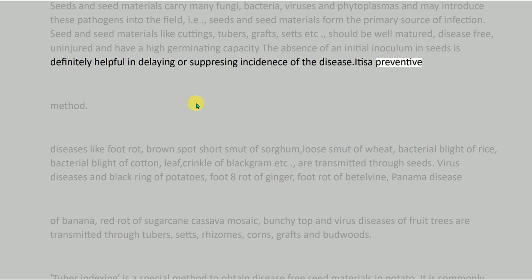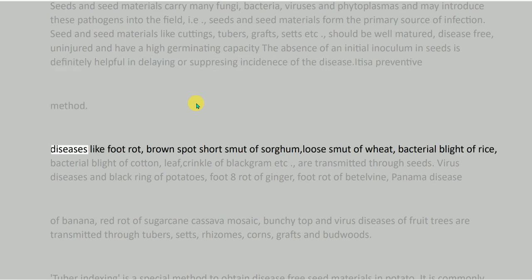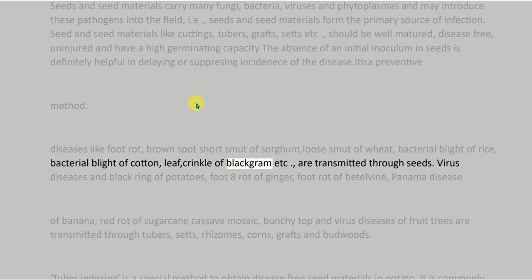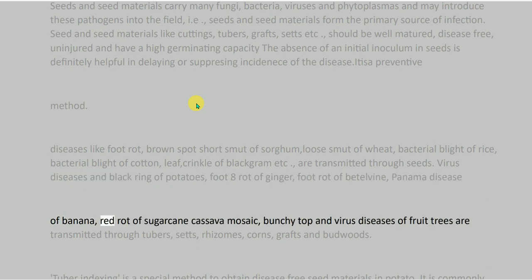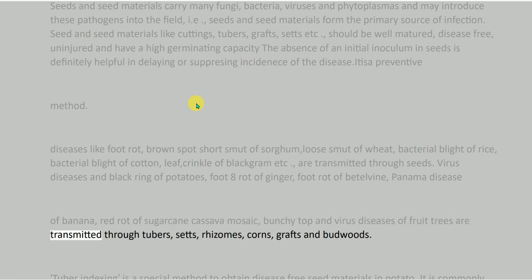Diseases like foot rot, brown spot, short smut of sorghum, loose smut of wheat, bacterial blight of rice, bacterial blight of cotton, leaf crinkle of black gram etc. are transmitted through seeds. Virus diseases and black ring of potatoes, foot rot of ginger, foot rot of betel vine, Panama disease of banana, red rot of sugarcane, cassava mosaic, bunchy top and virus diseases of fruit trees are transmitted through tubers, sets, rhizomes, cones, grafts and budwoods.